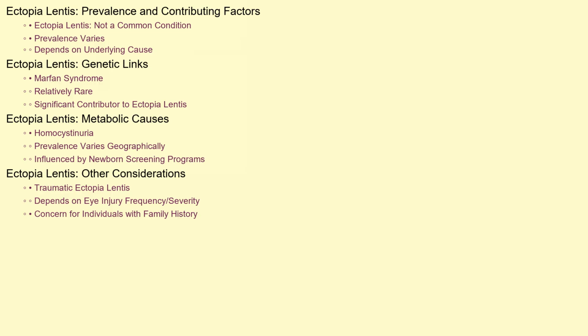For instance, Marfan syndrome, a relatively rare condition itself, is a significant contributor to ectopia lentis cases. Homocystinuria, which has varying prevalence based on geographic location and newborn screening programs, also contributes. The incidence of traumatic ectopia lentis depends on the frequency and severity of eye injuries in a population. Therefore, while ectopia lentis on its own isn't widespread, its association with specific genetic conditions means it's a concern, especially in individuals with a family history of these disorders.